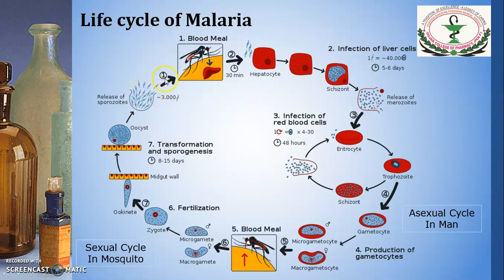That sporozoite will again come into the salivary gland of the female Anopheles mosquito, and if that mosquito bites another healthy man, it will transfer the parasitic sporozoites to that healthy individual, and that may lead to malaria. So this is the life cycle of malaria.